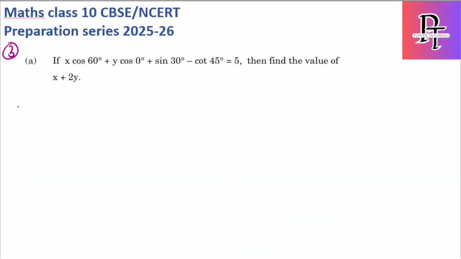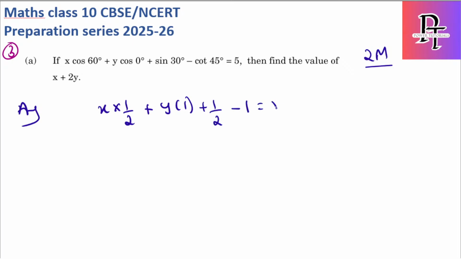Let's move to the third one. If x cos 60 plus y cos 0 plus sin 30 minus cot 45 is equal to 5, then the value of x plus 2y. This question is for 2 marks. So cos 60 value is 1 by 2, cos 0 is 1, sin 30 is 1 by 2, cot 45 is 1, equal to 5.